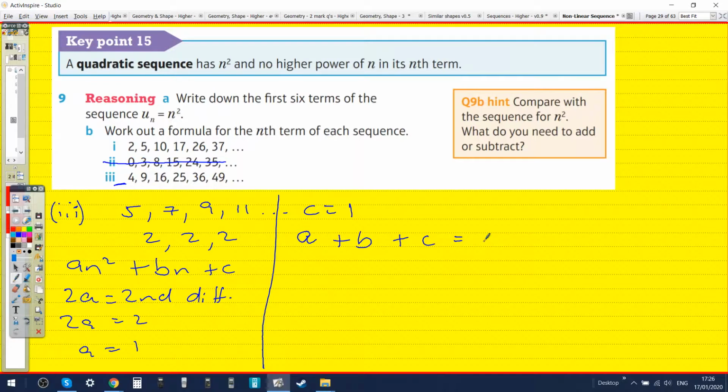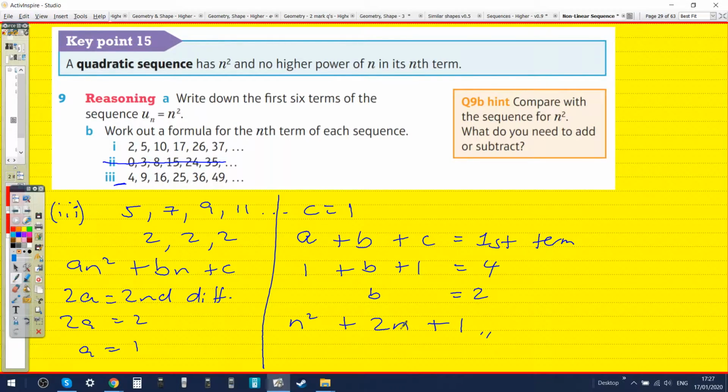How do you get 2? 2 being the second difference, I think. It is the first term. Okay. So 4 in this case. Yep. And so if a is 1, b is 2, and c is 1. Yep. So b is 2, and so what's the nth term? n squared plus 2n. Plus 1. That's it.